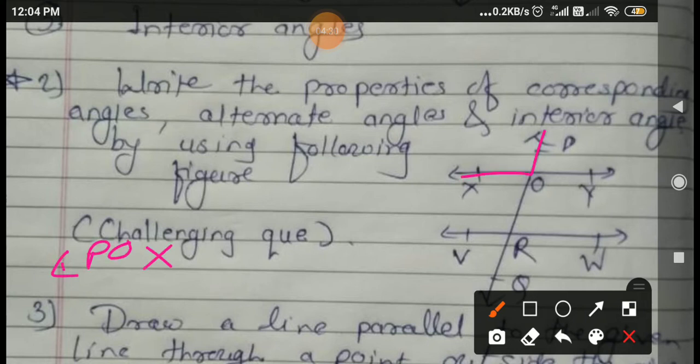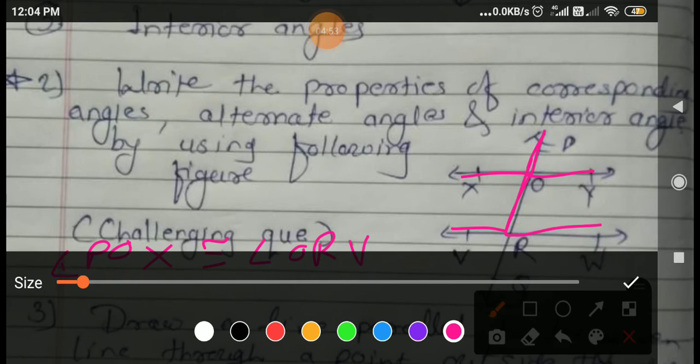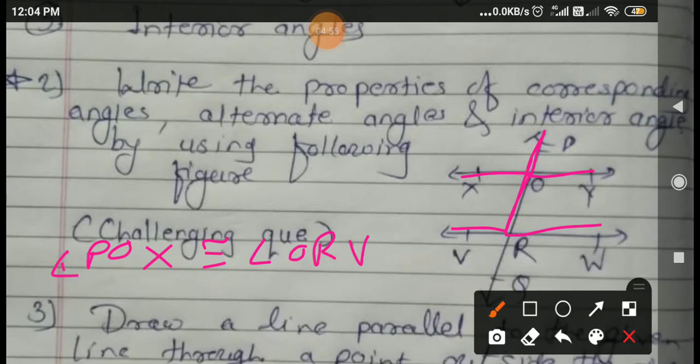POX, as you know, corresponding angles are congruent to each other. So angle POX is congruent to angle ORV, or any pair: POY is congruent to ORW, otherwise XOR is congruent to VRQ, YOR is congruent to WRQ.